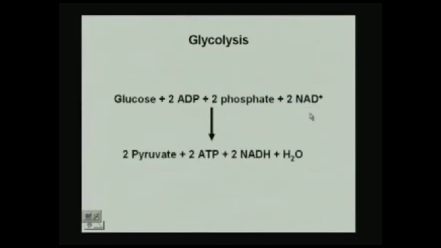This is the overall reaction. We have glucose plus 2 ADP plus 2 Pi, that's phosphate, plus 2 NAD+ going to 2 pyruvate plus 2 ATP. So you are generating ATP here also, plus 2 NADH plus H2O. We're going to look at each of these steps and see how you have ATP consumption, ATP production, and finally we are going to take an account of where we are using ATP, where we are producing ATP.